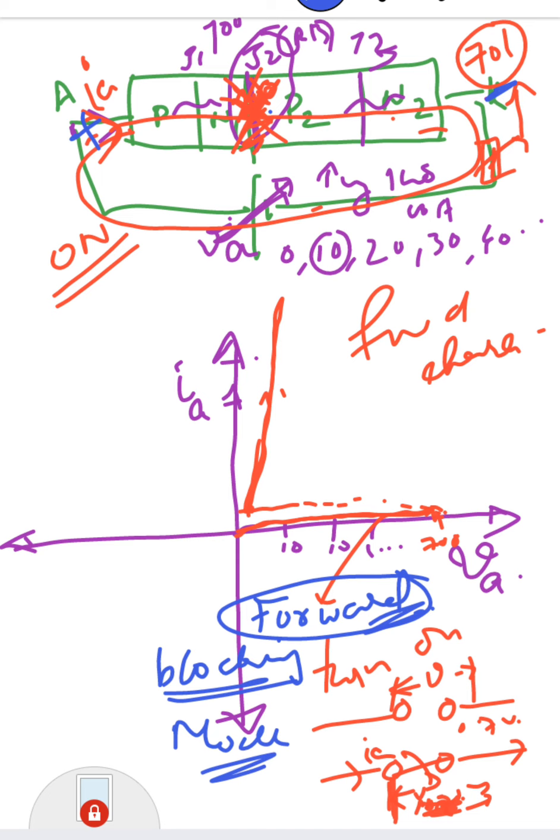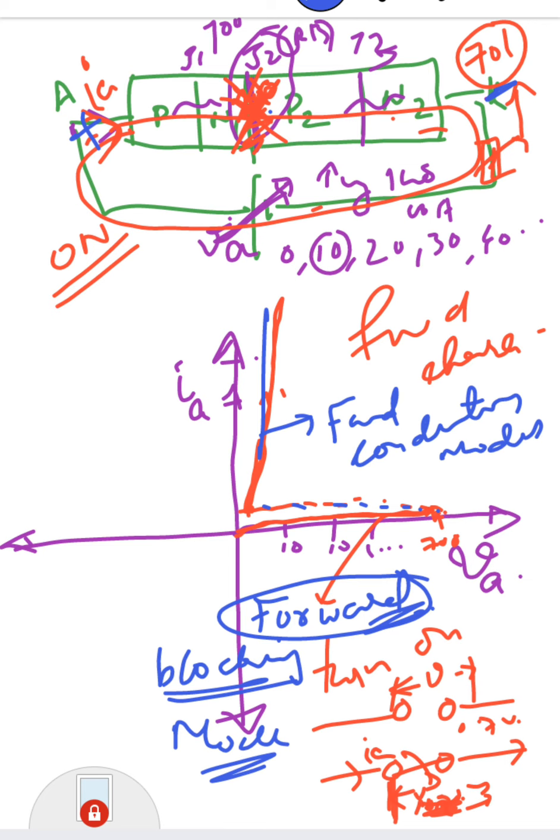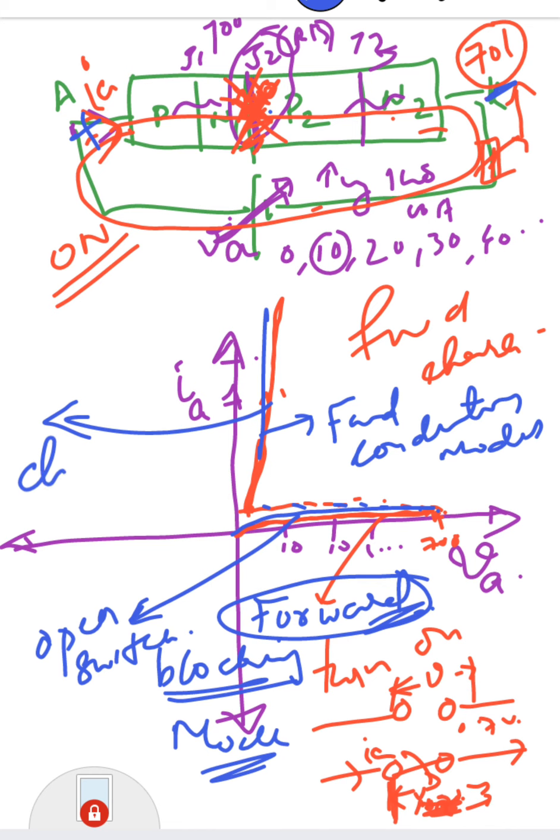Now after that, once the voltage reaches 701, immediately SCR goes into the conduction mode. So this is the forward conduction mode. So there are two modes of operation for SCR in the forward region, forward blocking and forward conduction. In the forward blocking mode, it acts as an open switch, which means it's not conducting, and in the forward conduction mode, it acts as a closed switch.